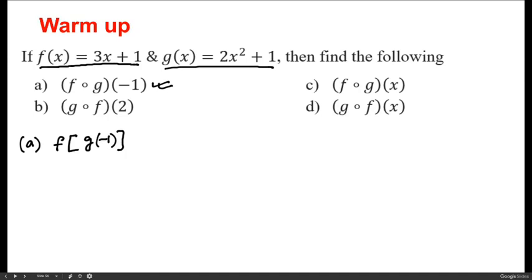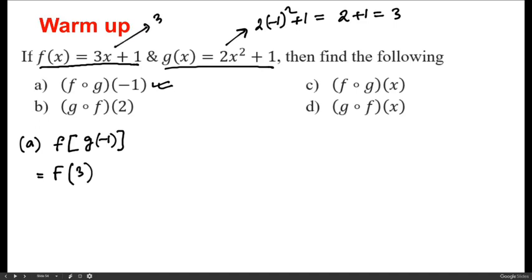So first you'll plug -1 into the function g, so that will be 2 times (-1) squared plus 1, which is equal to 2 plus 1, equal to 3. Now it becomes f of 3, so you'll plug in 3 here: 3 times 3 plus 1, that is equal to 10.